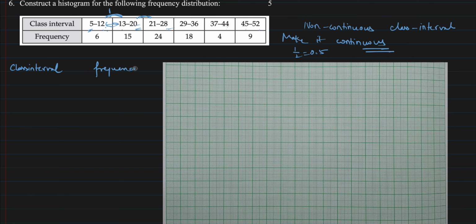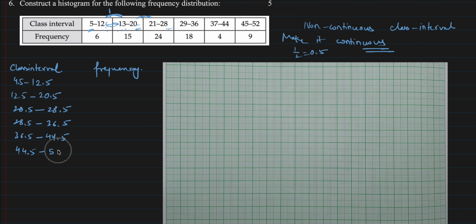Frequency will remain the same here. So the class interval will change. From 5 we subtract 0.5, so it will be 4.5 to 12.5, where we add 0.5. Then here 13 minus 0.5, so 12.5 here also. So 12.5 to 20.5, then 20.5 to 28.5, 28.5 to 36.5, 36.5 to 44.5, and here till 52.5. I hope till here it's clear.